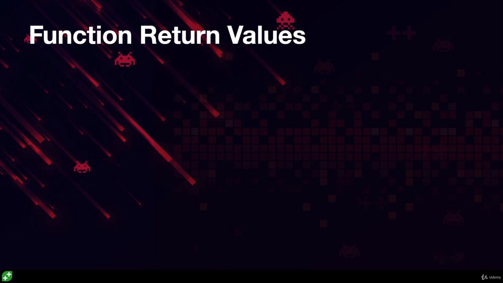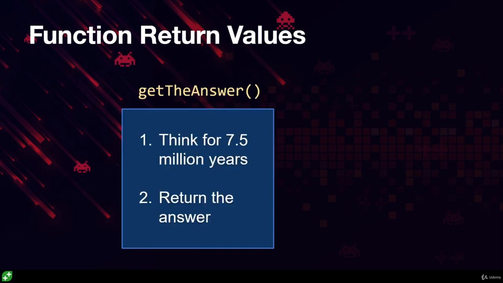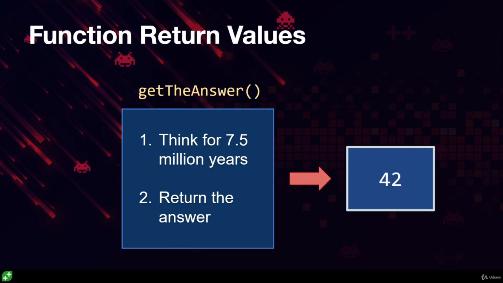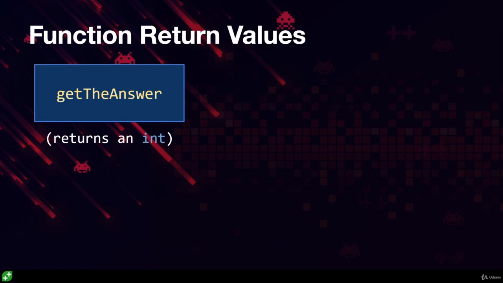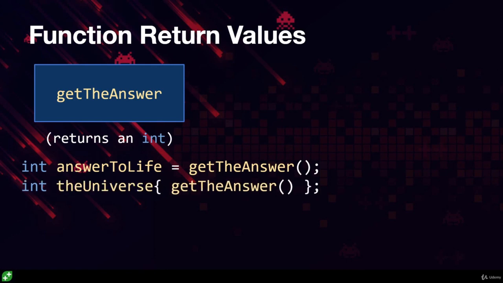Now, we know functions can take inputs, but some functions can also return output. These functions perform their tasks just like any other, but the difference is that they actually produce return values. So when a function produces output, that return value can be used to initialize a variable, either by use of the assignment operator or braced initialization. We can also pass function return values into other functions.